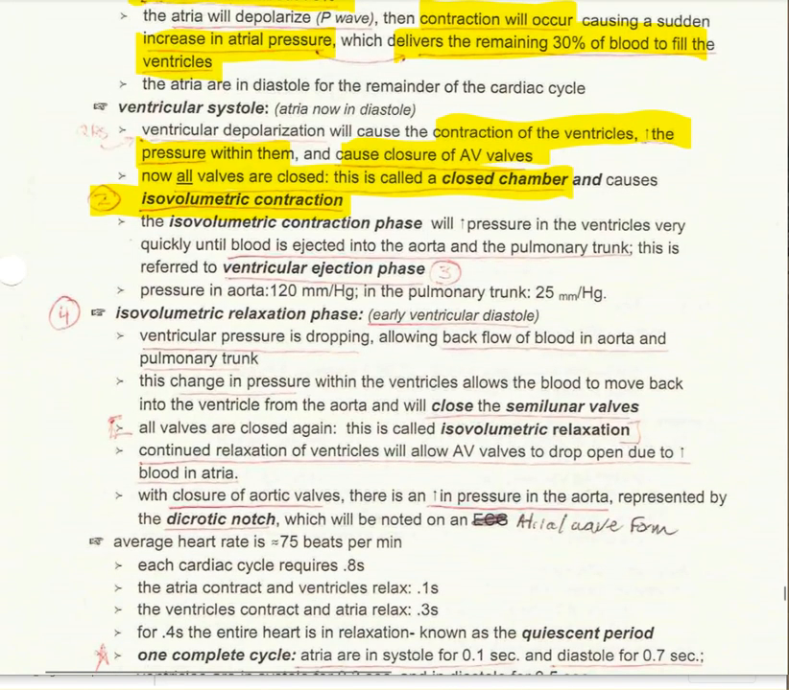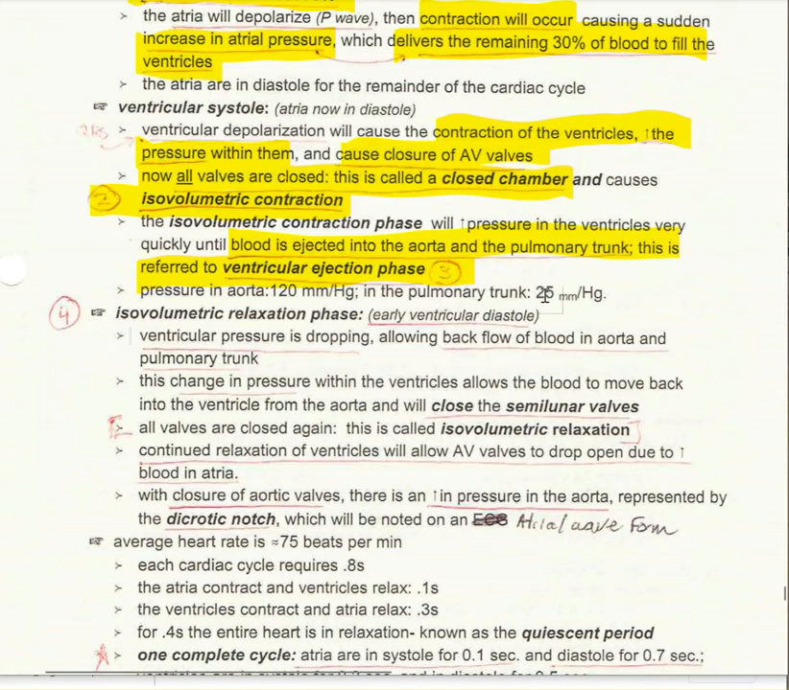So it says, just to continue here, the isovolumetric contraction phase will increase pressure in the ventricles very quickly until blood is ejected into the aorta and pulmonary trunk. And this is referred to as the ventricular ejection phase, number 3. Now the pressures that we're going to see in the aorta and the trunk are very different. And if you remember, we talked about our systemic blood pressure being about 120 millimeters of mercury over 80 millimeters of mercury. That 120 is systole, during contraction. This is maximal pressure, the pressure that the heart is exerting on the walls of the vessels during contraction. So we see something like 120 millimeters of mercury.